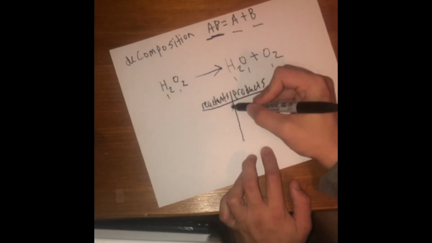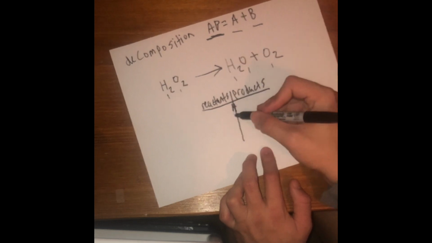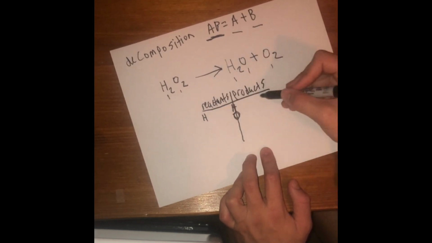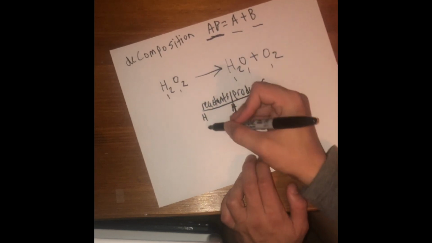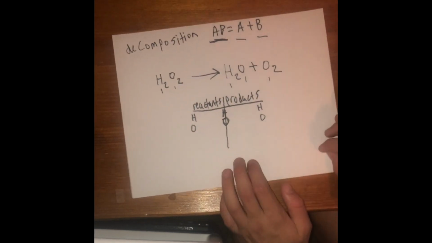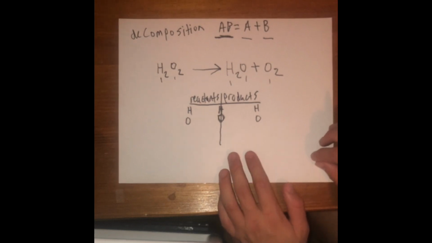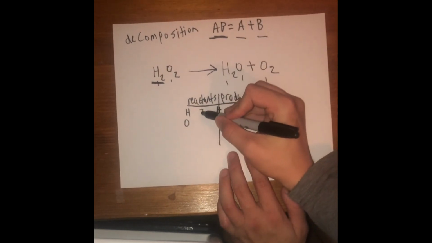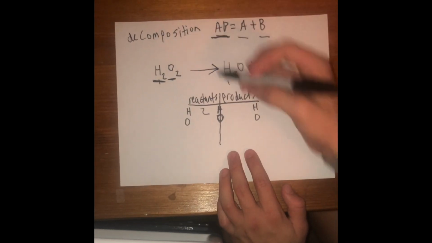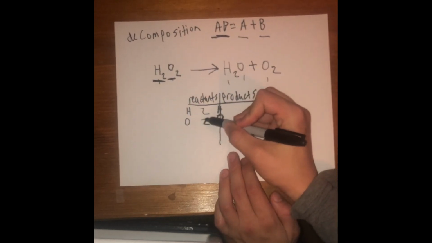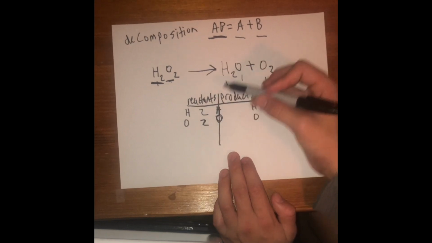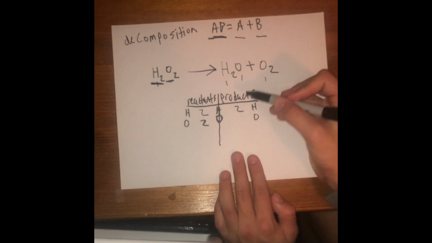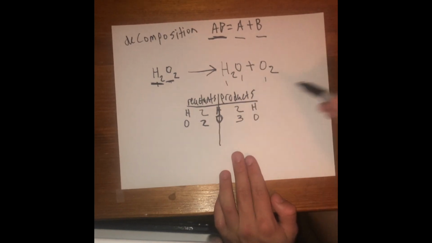Basically we put H and O, or we'll just do this, H, O, O. And we got to figure out how many on each side of the equation. So we know we have 2 hydrogen on the left side with 2 oxygen on the left side. So we can put 2 and 2. On the right side, we also have 2 hydrogen, but we have 3 oxygen.